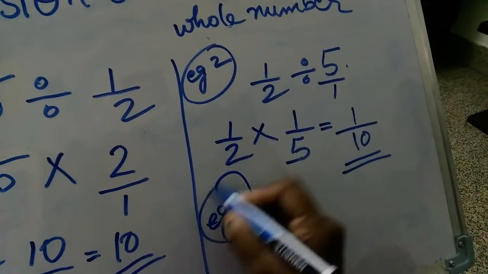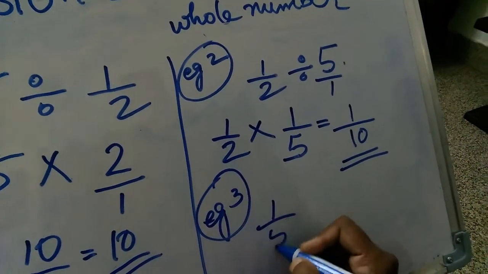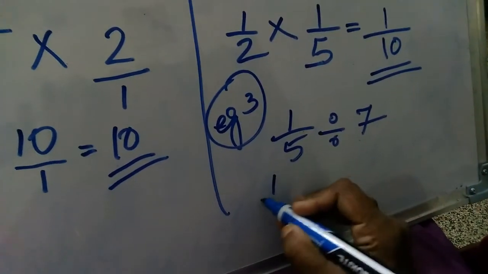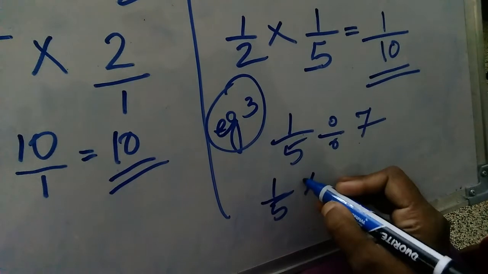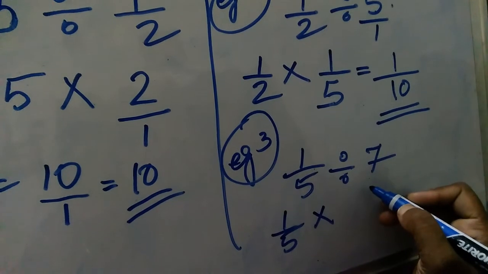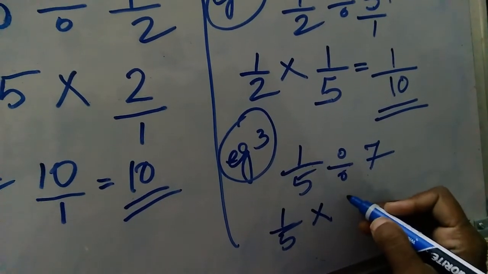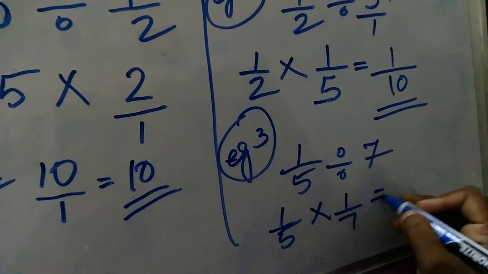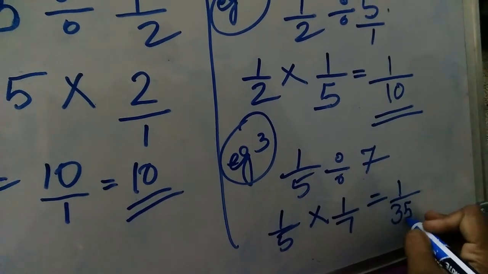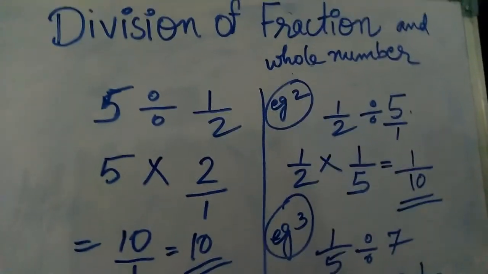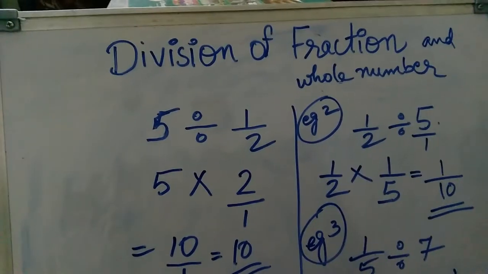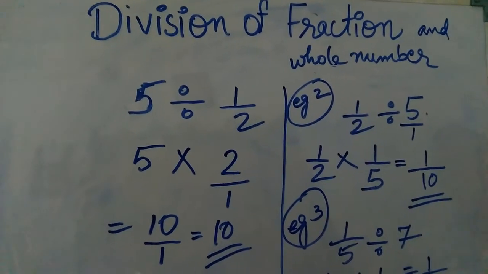Example 3. 1 upon 5 divided by 7. 1 upon 5. Division changes to multiplication. Inverse of 7, or the multiplicative inverse of 7, is 1 upon 7. Now 1 into 1, 1. 5 into 7, 35. So I hope you understand. You got this idea how to divide fractions.